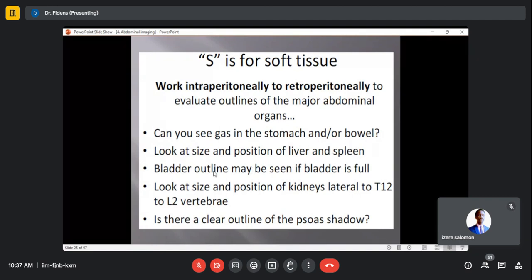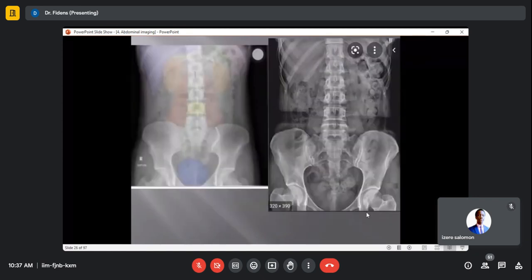Check if you are able to outline the urinary bladder when it is full. Look at the size and position of the kidneys, that is normally lateral to T12 to L2, and check if there is a clear outline of the psoas shadows. Those are the main things you should check for in S.